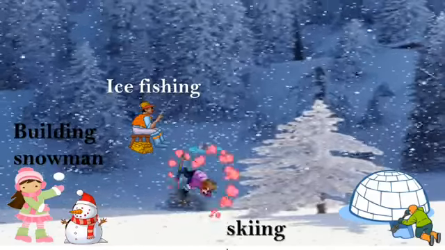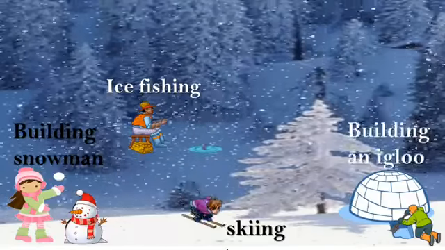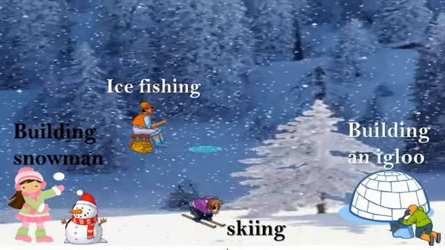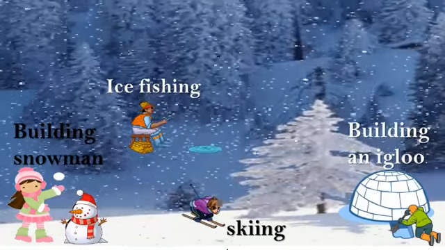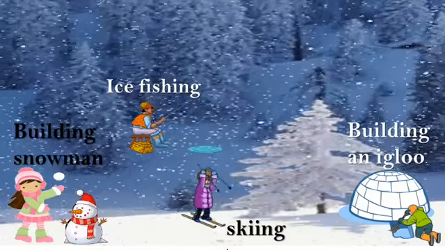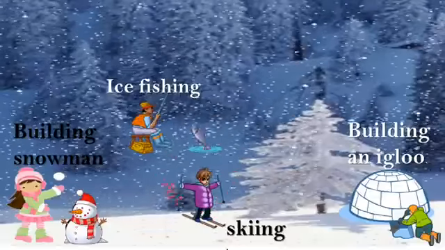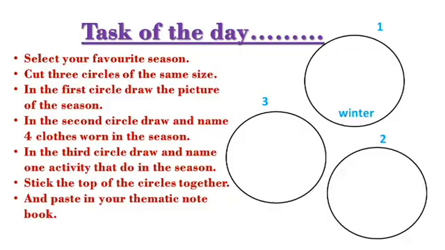And what is he building? What is that? Yes, he is building an igloo. There are other activities like skating. Okay, skating is also very fun. So students, I hope you all have understood about the 4 seasons that happen in other countries.